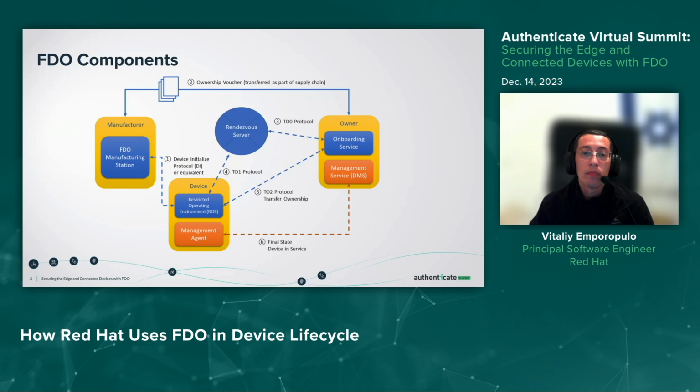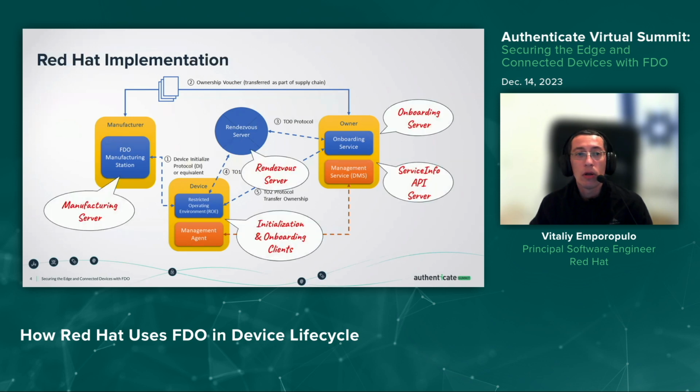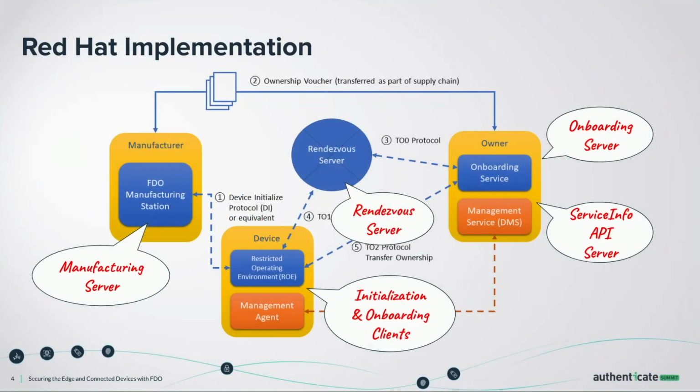You are familiar with this diagram. It comes from the FDO specification, and I'd like to focus on how Red Hat's implementation addresses the spec. So we have a manufacturing server on the manufacturer side. We have a rendezvous server. We have an onboarding server, a service info API server, and two clients: initialization, which goes with the manufacturing, and an onboarding client. The service info API server is a separate software component at the moment, and it manages actions that run when onboarding devices, and uses what's known as FSIMs, FDO service info modules.